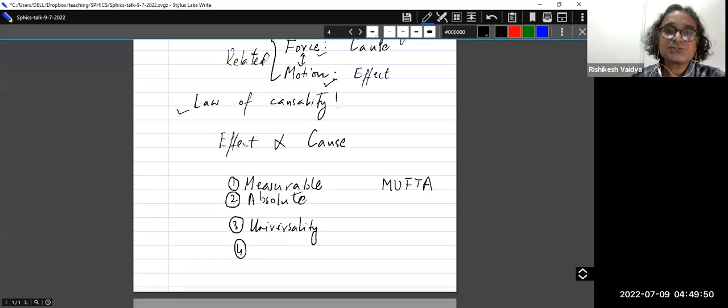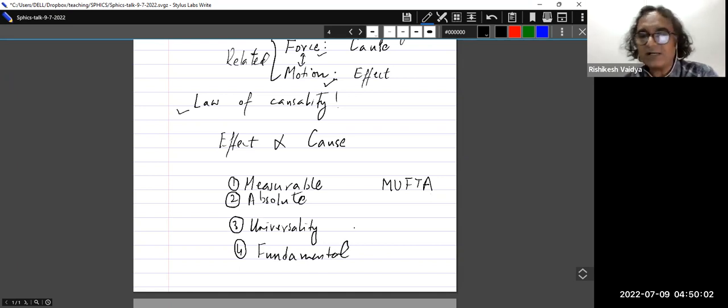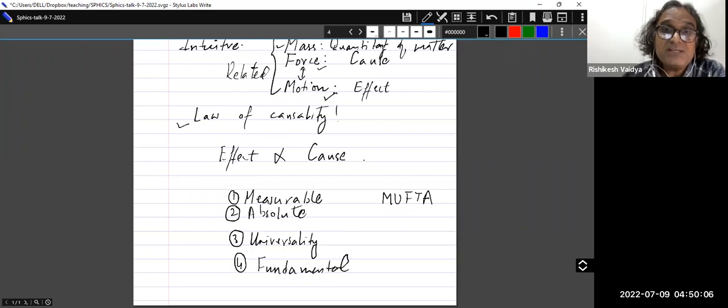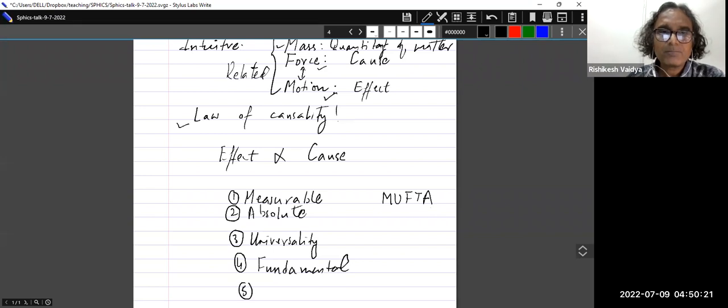And of course, it should be fairly fundamental. By fairly fundamental, I mean that because the aim is very ambitious, we are explaining the cause of motion, it should be the most fundamental layer of reduction. Everything else should follow from this. And of course, it should be testable, so it should make unique predictions, and those predictions should be borne out by experiments.